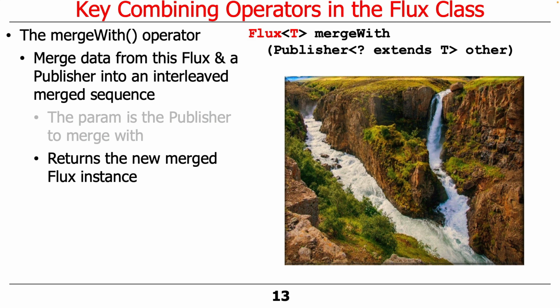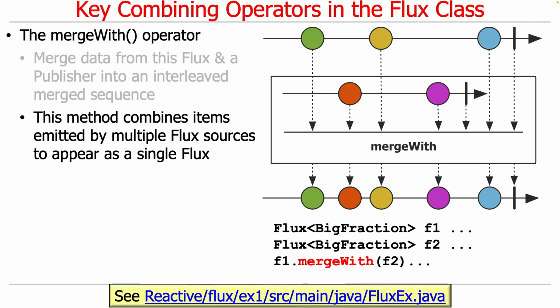This is a good example of why this is a combining operator, because it combines 2 things, one flux and a publisher, which could also be a flux, into a new flux. The way this works is it combines items by merging multiple publishers, in this case we're showing fluxes, to appear as a single merged flux. So let's take a look at an example. There's a more detailed example we're going to take a look at shortly that'll illustrate this in code in a more fulsome way. But we have two BigFraction fluxes, which have a bunch of big fractions in them. And we're going to merge F1 with F2, yielding a new flux that contains the elements of both.